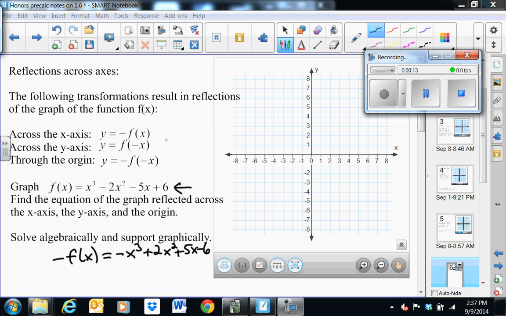If we simply negate the entire function, so we'd be looking at y equals negative f of x, that's going to be a reflection across the x-axis. Let's focus on this one first. In this problem we have f of x equals x cubed minus 2x squared minus 5x plus 6. If we look at negative f of x, that's going to negate everything in that function, and so that is all written down here. We have negative x cubed plus 2x squared plus 5x minus 6.